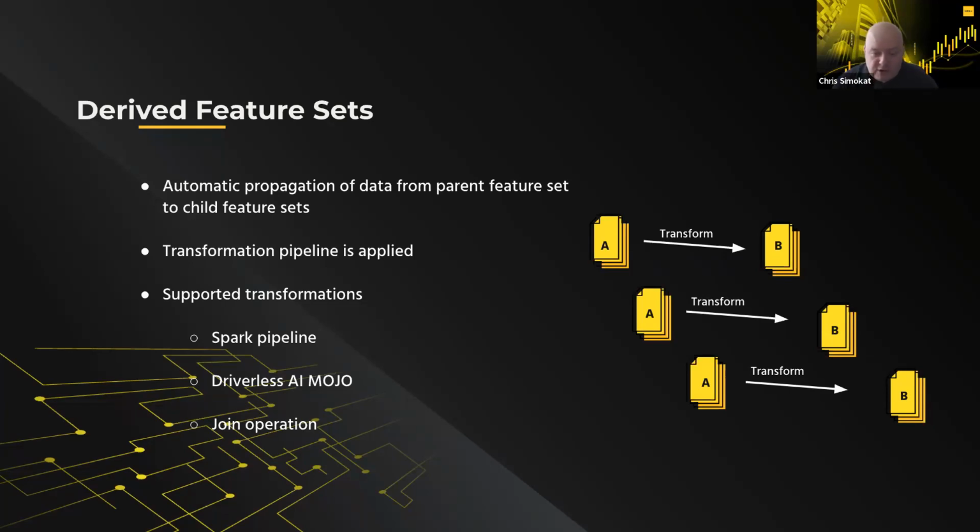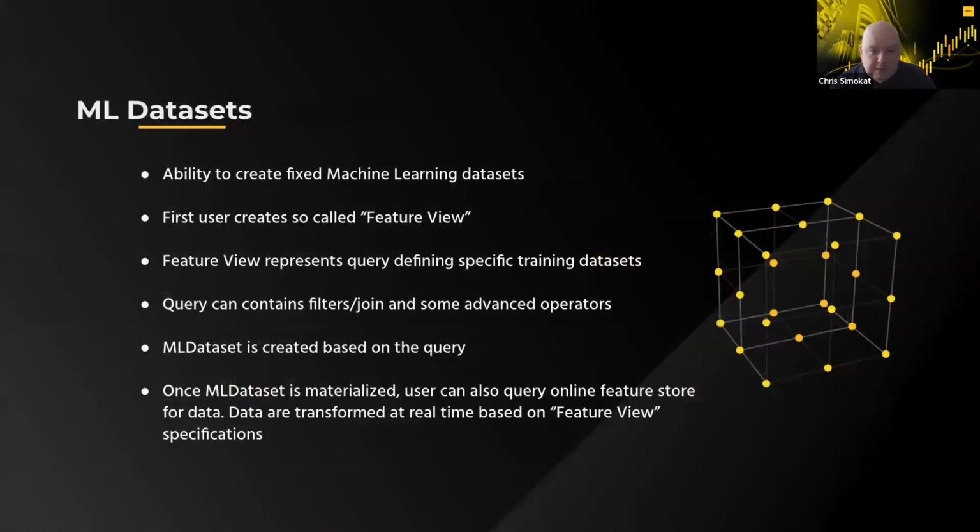You could take feature engineering modules from Driverless AI, and then we also support join operations. We also have something called ML datasets, and this is a way to create a fixed data set for the purposes of building a model. This is by constructing a feature view, a view of features from the feature set, and this represents a state of the universe that you want to model against.